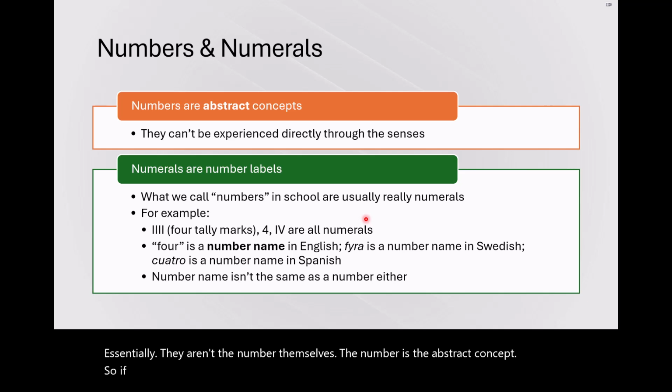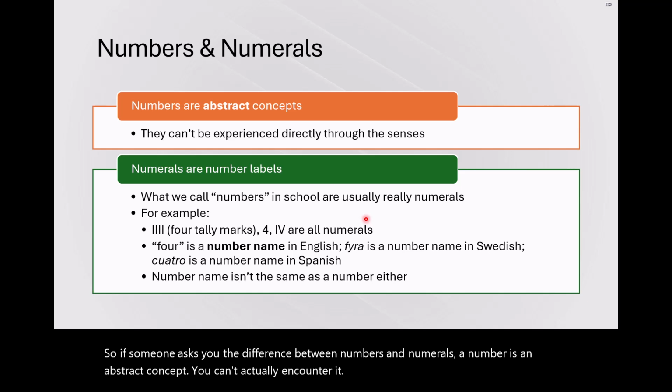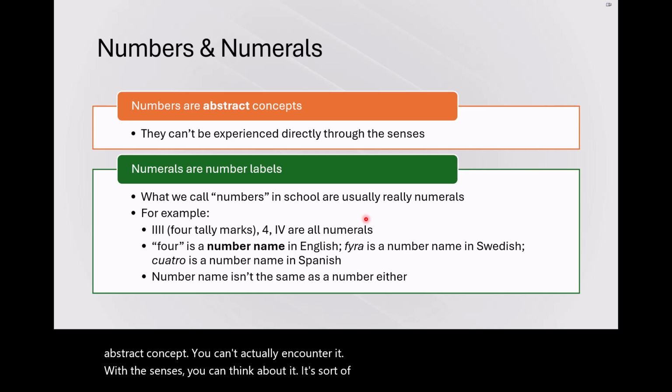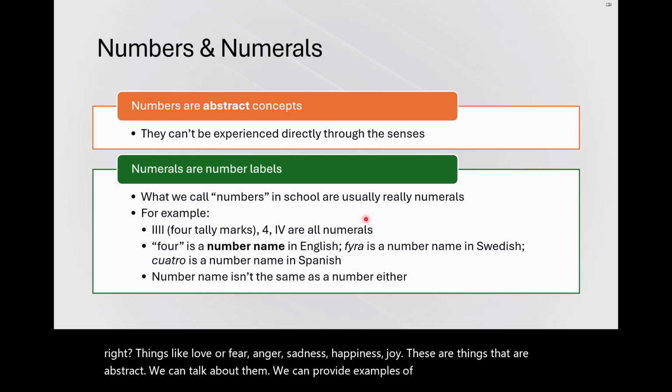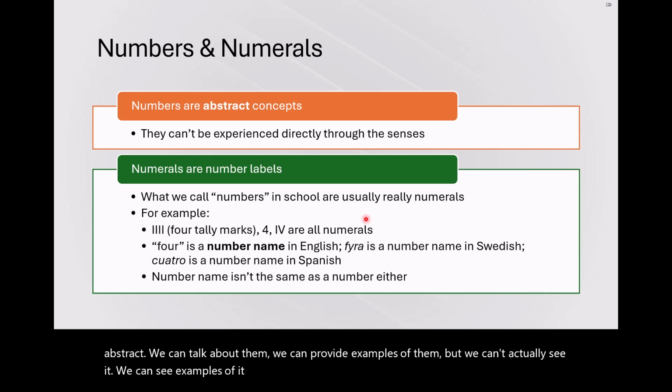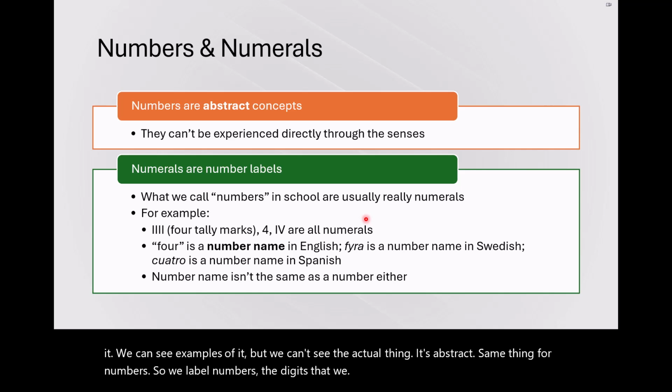So if someone asks you the difference between numbers and numerals, a number is an abstract concept. You can't actually encounter it with the senses. You can think about it. It's sort of like emotions, right? Things like love or fear, anger, sadness, happiness, joy. These are things that are abstract. We can talk about them. We can provide examples of them, but we can't actually see the actual thing. It's abstract. Same thing for numbers. So when we label numbers, the digits that we use are numerals.